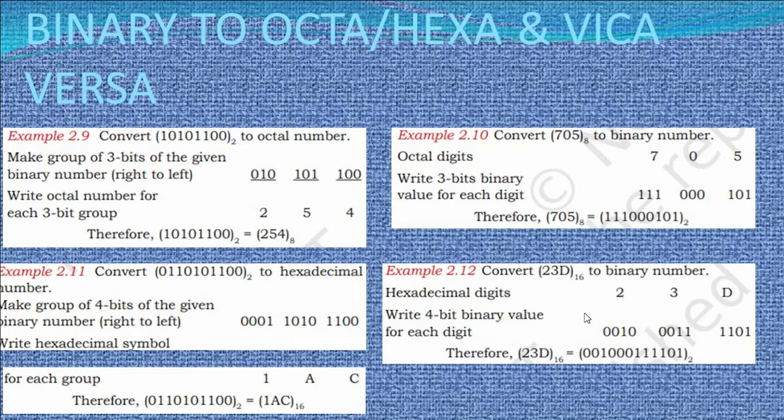To convert 23D to the base 16 to binary, we write 4-bit binary values for each of these digits. And once again, you can refer back to the table. D is 1101, 3 is 0011, 2 is 0010. So the number in binary becomes this.